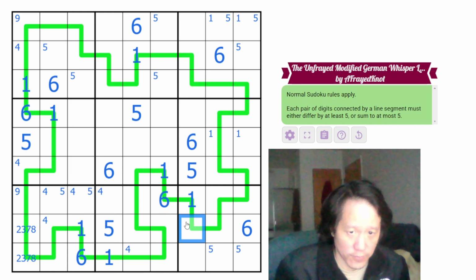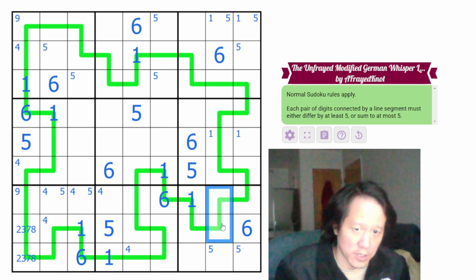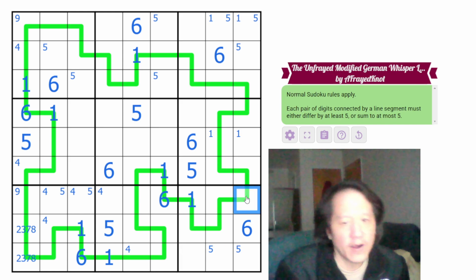This can't be. This could be 4. Neither of these two could be 4, but this could be 4. So 4 could be any of these 5.